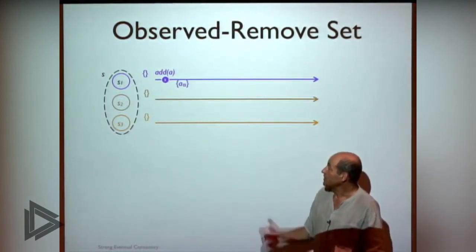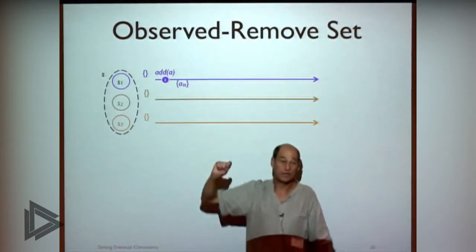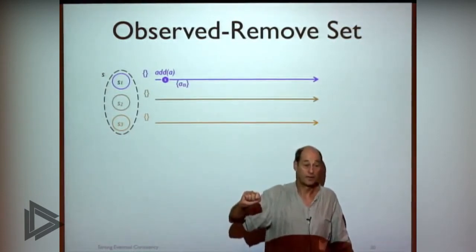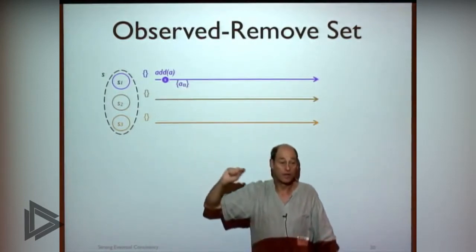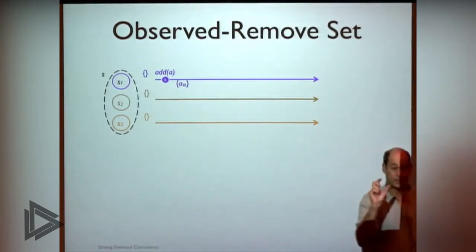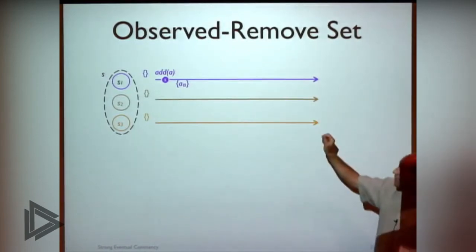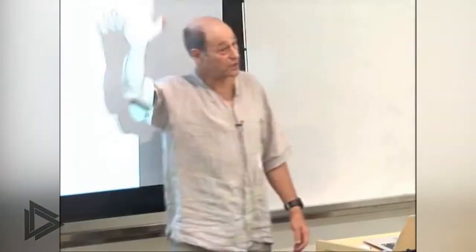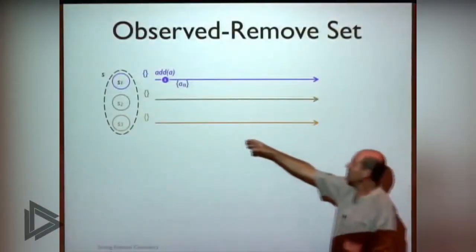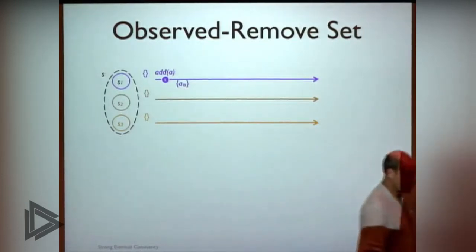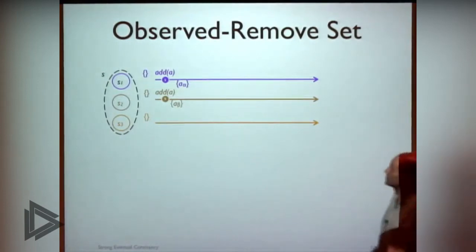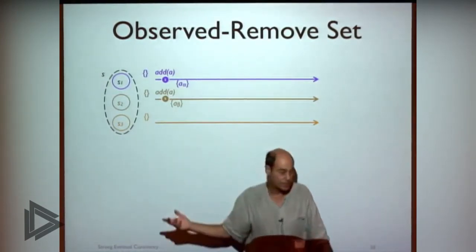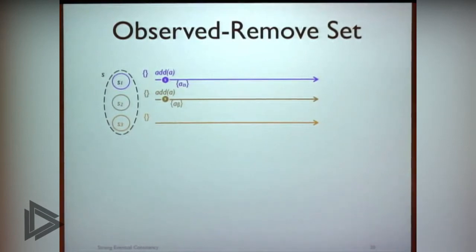But internally, I have to distinguish these different adds. So I'm going to internally add some unique identifier that is going to distinguish different instances of A. Externally, it's all A, but internally, I make a difference. Here I have A subset alpha, which is my unique identifier for this particular instance. And this replica is also going to do an add A, distinguished by a different unique identifier.